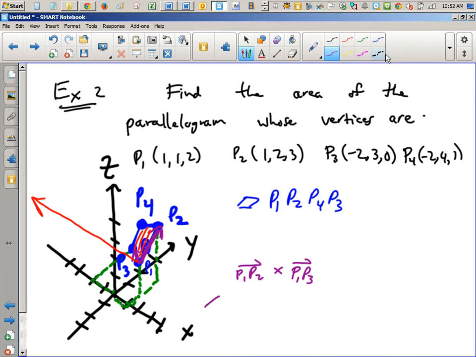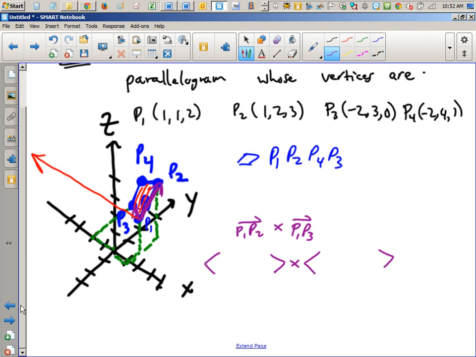But first I need to have the vectors in place. So how do you find a vector here? Well, P1, P2 has its tail at P1 and has its head at P2. So you would want to construct the vector P1, P2 by doing head minus tail. Head minus tail. And you're going to do that 3 times.